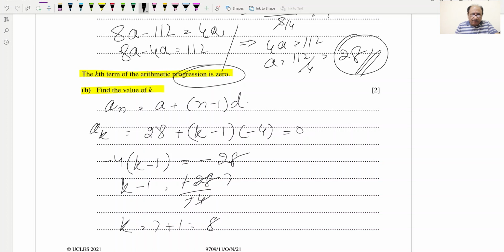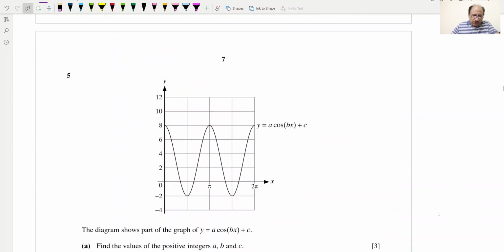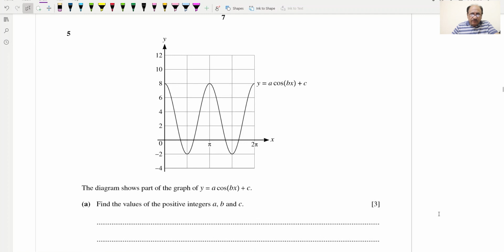Basically k is equal to 8 is our final answer for this question. Yes. Now we can move to question number 5.